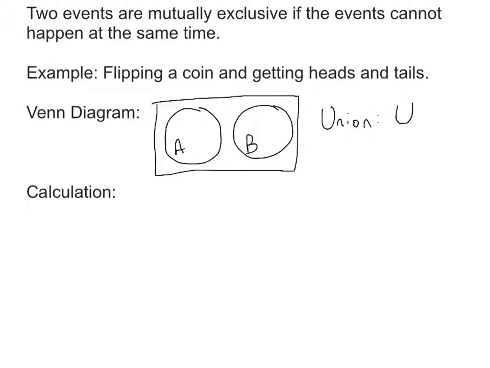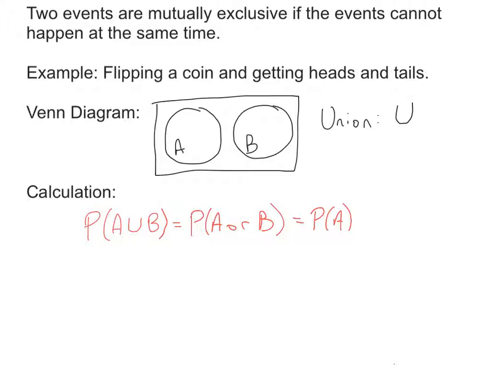So our calculation is the probability of A union B, which is when A or B occur. So this is the probability of A or B happening, is kind of what that looks like. Which means when we see the word or, we think of a plus sign. So it's the probability that A occurs plus the probability that B occurs.